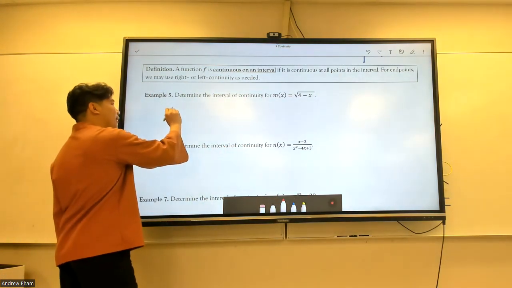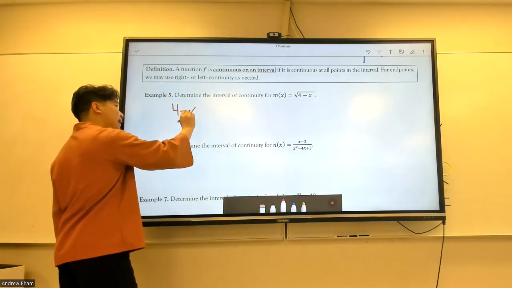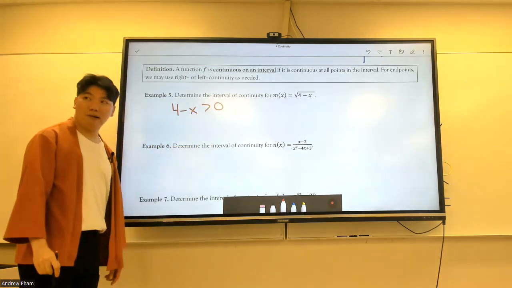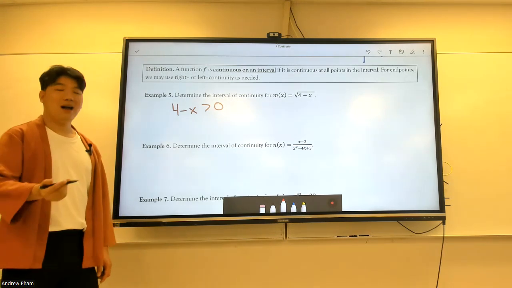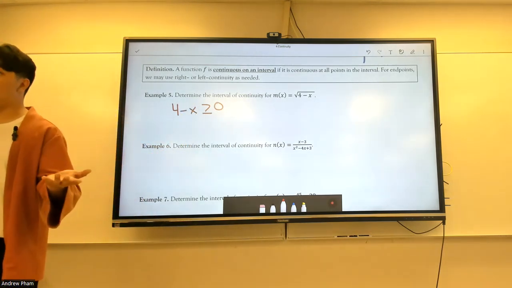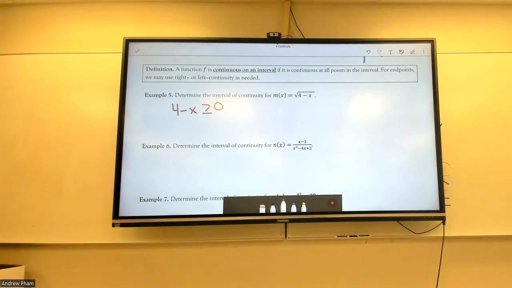So for this to be defined, I need 4 minus x to be greater than 0. But I can also put greater than or equal to 0, because I can still do the square root of 0. That's not a problem. If 4 minus x is negative, then I'm taking the square root of a negative, and then we have a problem. We're not defined, at least for the real numbers. We're not going to be talking about imaginary numbers.